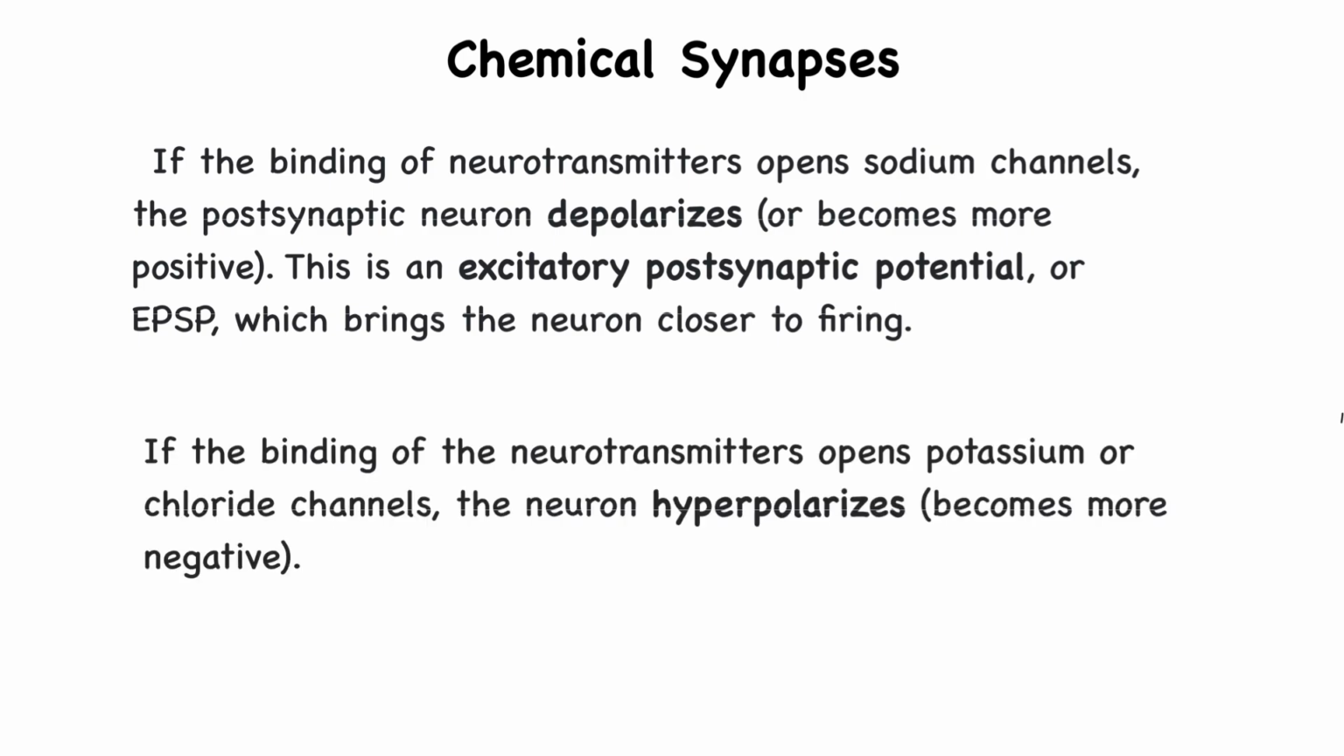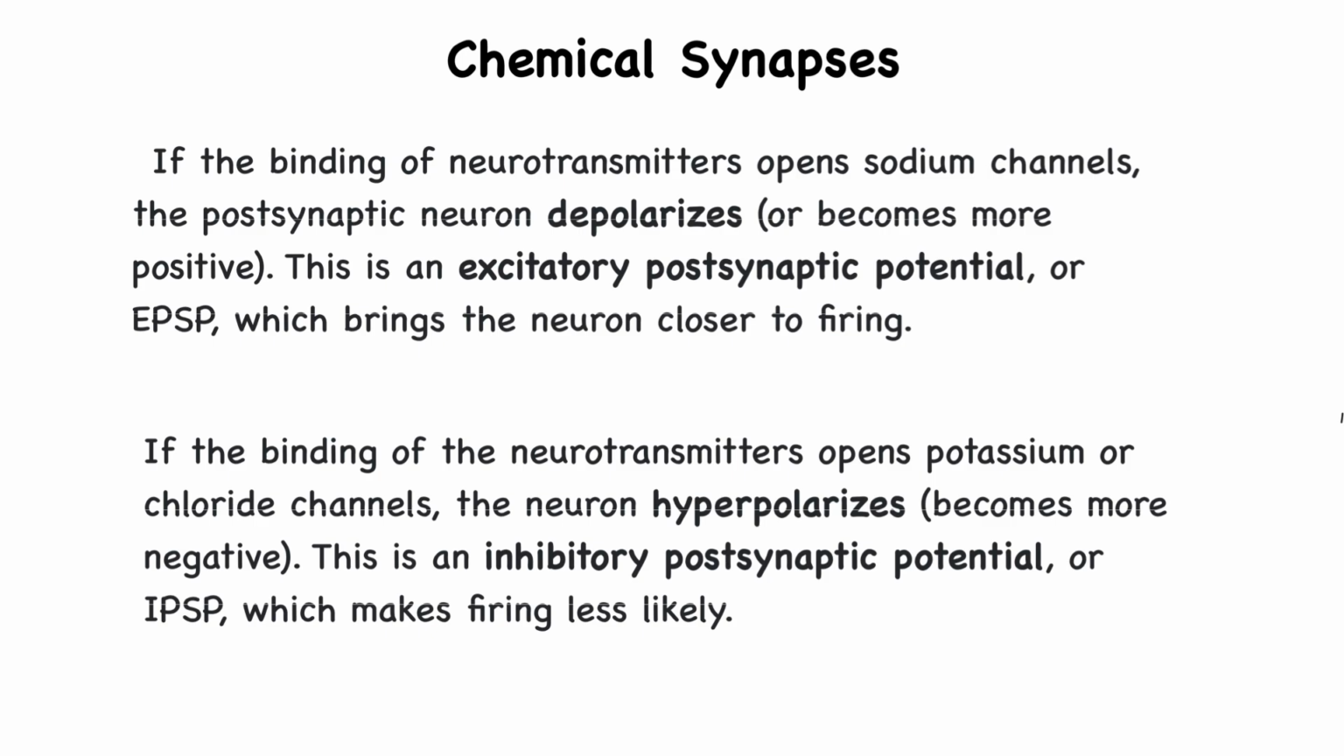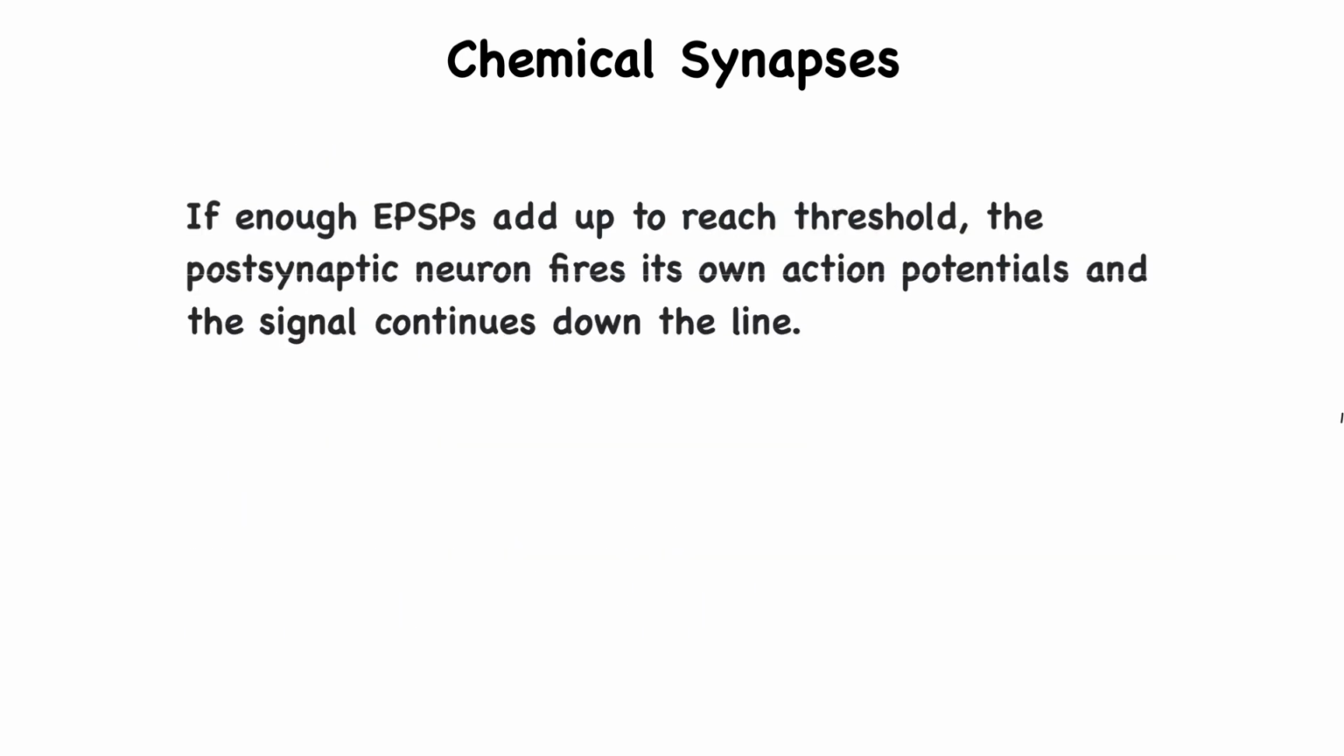If the binding of neurotransmitters opens potassium or chloride channels, the neuron hyperpolarizes, or becomes more negative. This is an inhibitory postsynaptic potential, or IPSP, which makes firing less likely. If enough excitatory postsynaptic potentials add up to reach threshold, the postsynaptic neuron fires its own action potential, and the signal continues down the line.